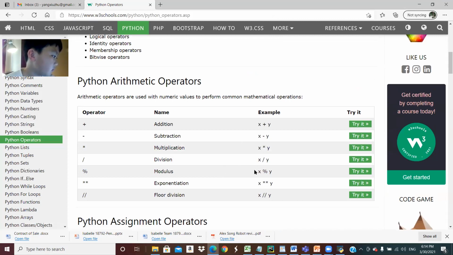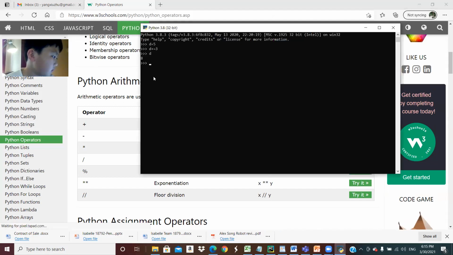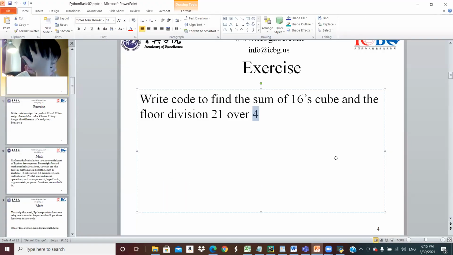I want you to remember. Then you write something like what I just did here. Okay, write it down. I'm going to check your code. So let me just put it here. Still share this to you. Write the code to find the sum of 16th cube and the floor division 21/4.